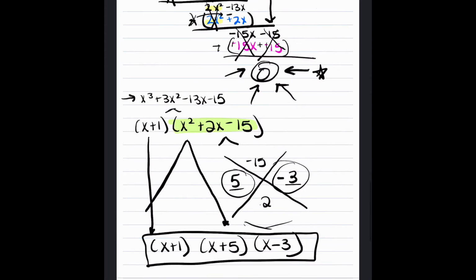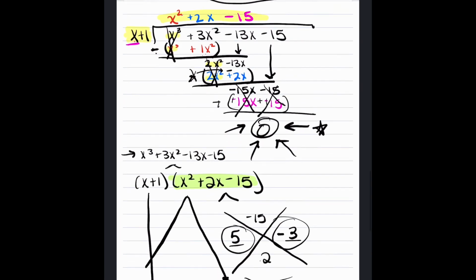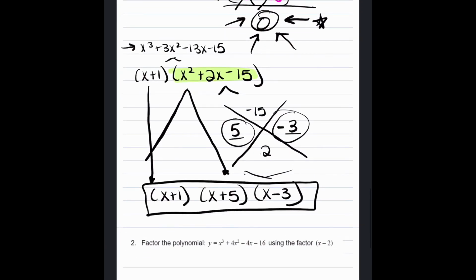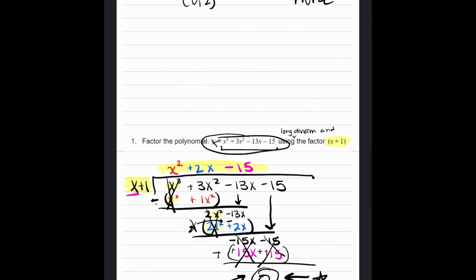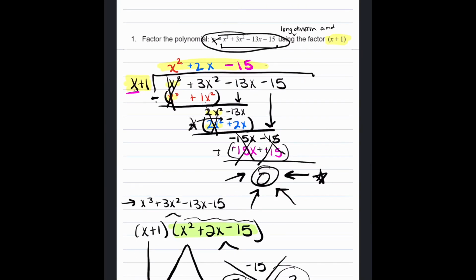Okay, so what we did is we did long division first, and then we broke down that second parentheses even further. This second parentheses we got by doing the long division. That's directly from up here.